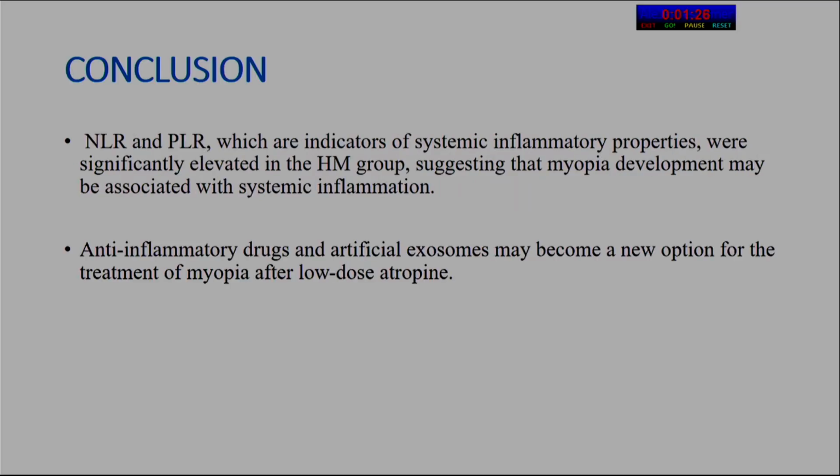Conclusion. The neutrophil to lymphocyte ratio and platelet to lymphocyte ratio, which are indicators of systemic inflammatory properties, were significantly elevated in the high myopic group, suggesting that myopia development may be associated with systemic inflammation. Anti-inflammatory drugs and artificial exosomes may become a new option for the treatment of myopia after low-dose atropine.